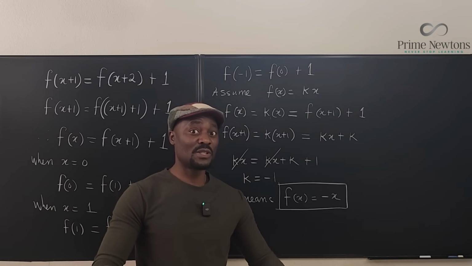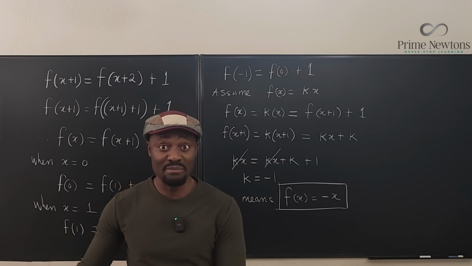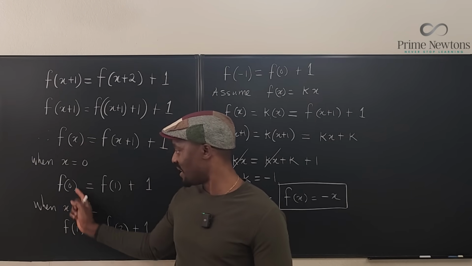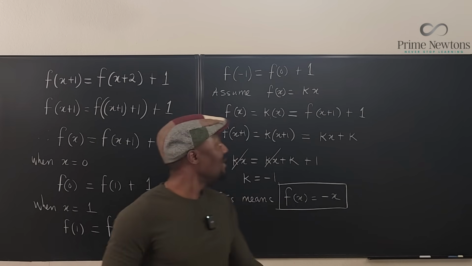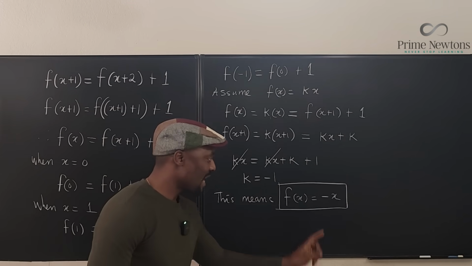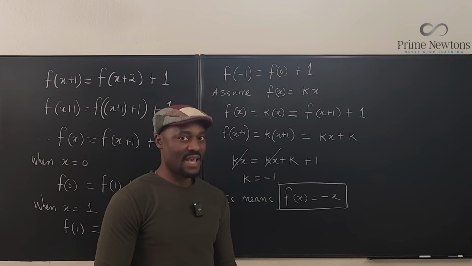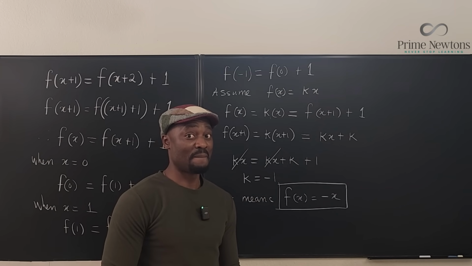Remember, it's a strategy you adopt if you've tried other things and nothing appears to be popping up. It doesn't make sense, but there's this level of consistency. You want to try this strategy. Make sure you pay attention to that. Now, f of x is negative x. Is this what x does to its input? Yes, because I tried it.